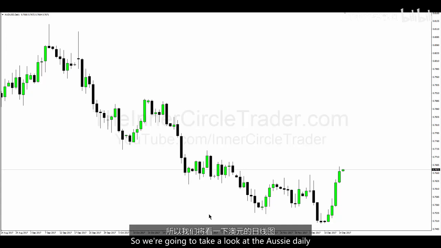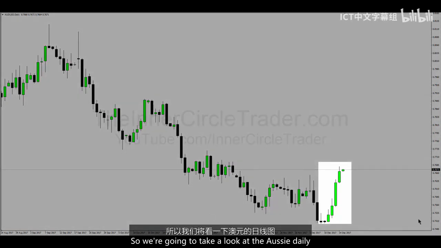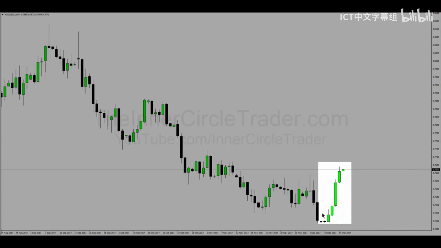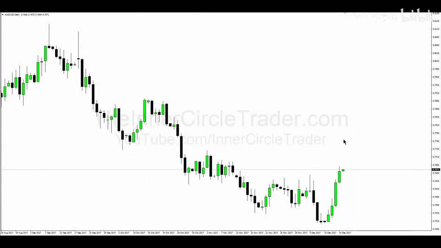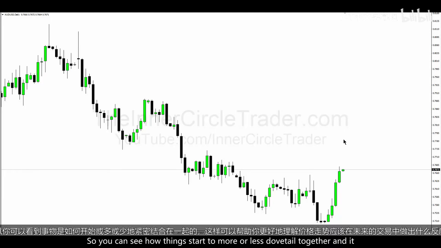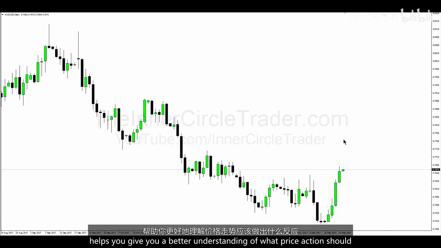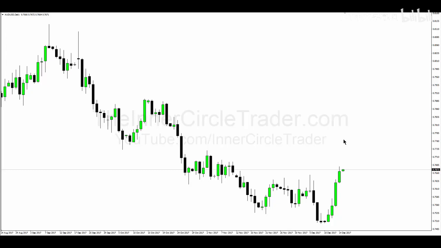All right, so we're going to take a look at the Aussie daily, and we're going to highlight this little area right in here, and what went on before the big move up. Now I'm going to cover some things that you've already been exposed to, so you can see how things more or less dovetail together, and it gives you a better understanding of what price action should do in the coming sessions and days.